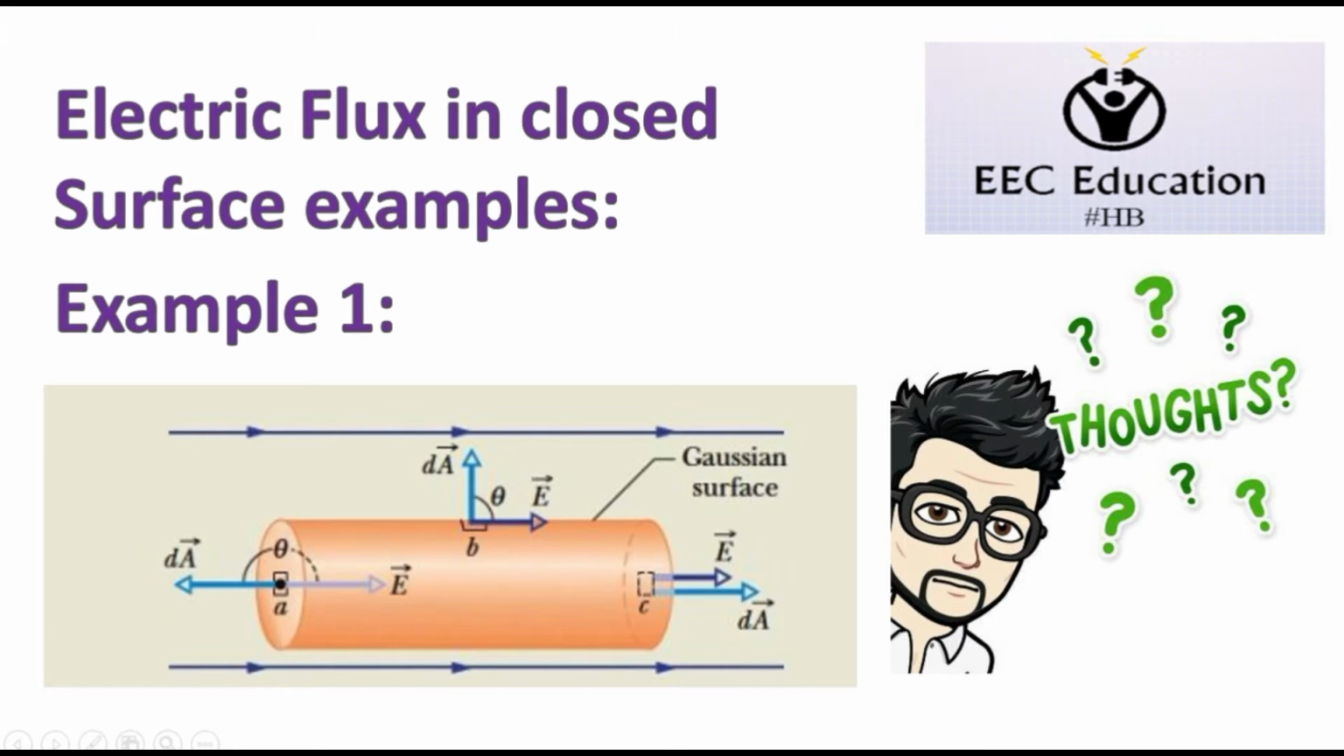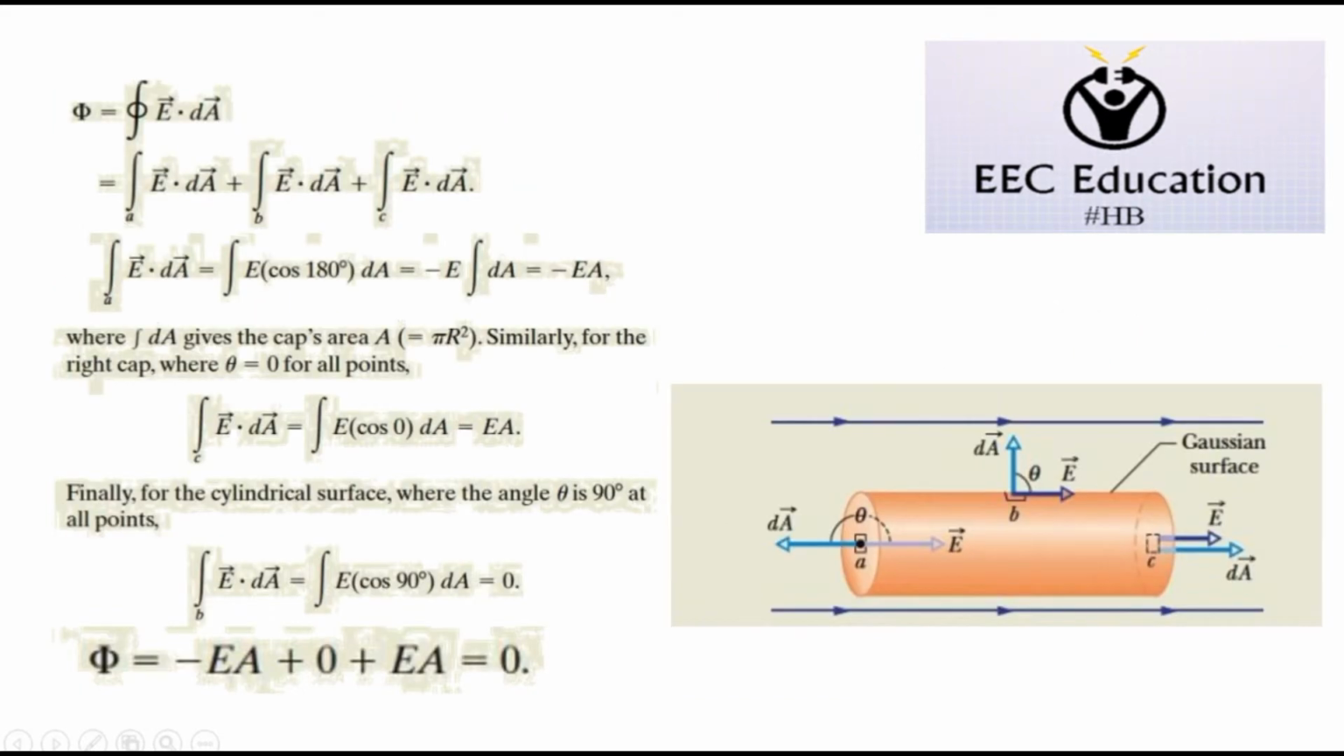In this example, it's required to calculate the electric flux, so we have to divide the surface into three areas: area A, area B, and area C, as shown in the figure. To solve this problem, we have to integrate over a closed surface. This surface is divided into three parts, as I mentioned before, so we have to integrate over the three parts. Starting from part A, cosine theta is -1, since the angle is 180 degrees. Then the integral is equal to minus E times A, where A is the area of the circle, equal to pi times radius squared.